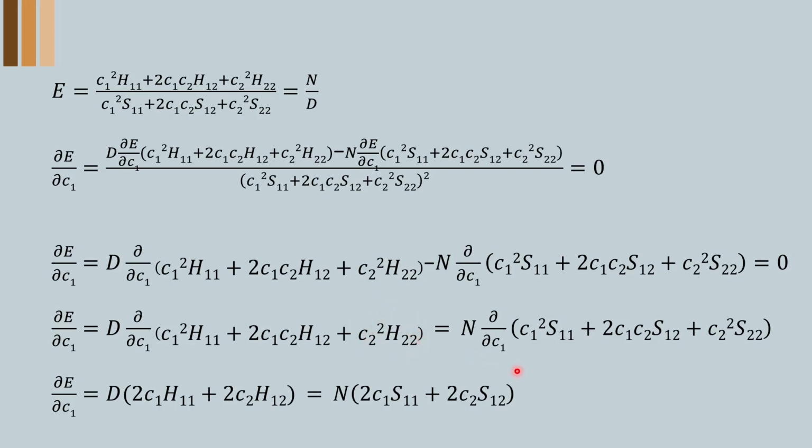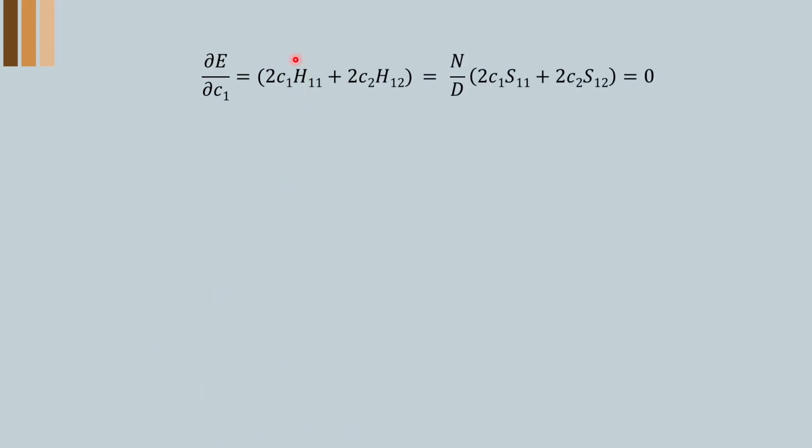so therefore there is no term involved here. Similarly, in case of the numerator, C1 squared goes to 2C1S11. Here C1 goes to 1, so what is left is 2C2S12, and the third term automatically drops to 0 because it is constant for that particular value, and the differentiation of a constant is always 0.